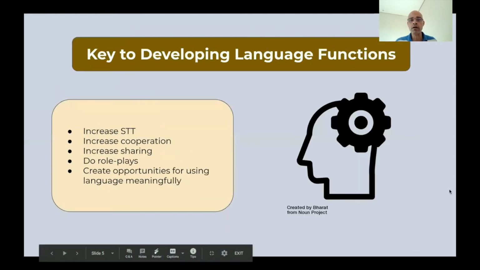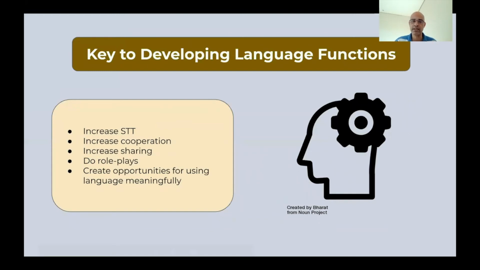So what are some keys or strategies to developing language functions in the classroom? Well, first of all, it's important to increase student talking time. If we are trying to get students to develop language and we are talking more than our students, then we have a problem, right? So this is the first thing we need to do. We need to find out strategies to increase student talking time and decrease teacher talking time. Cooperation comes right along with it, right? When students cooperate, they communicate, they talk to each other. This is very important. When they're cooperating, they're sharing.